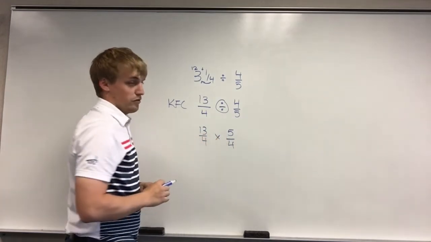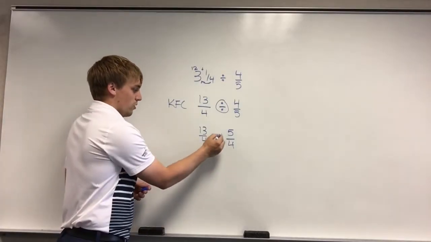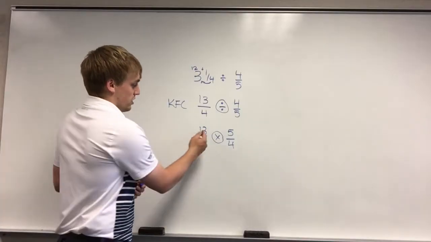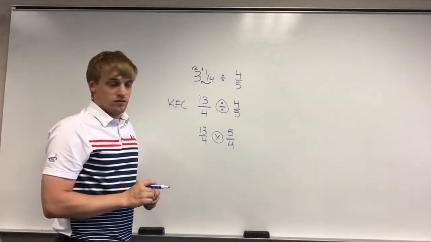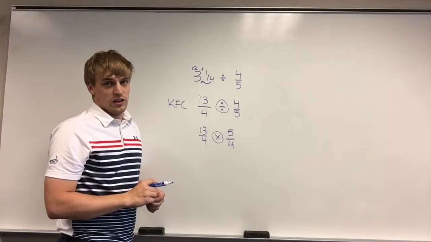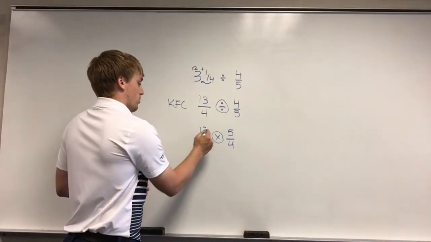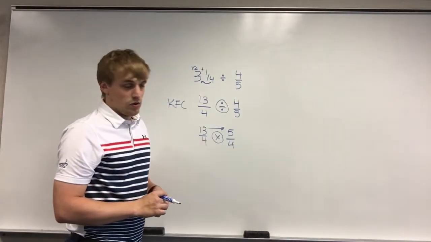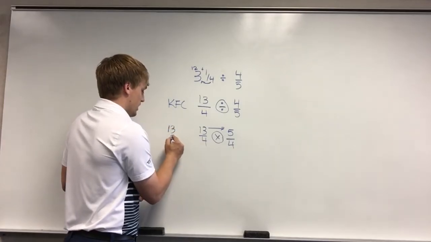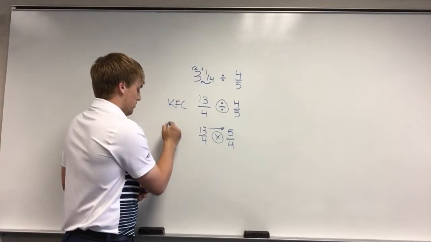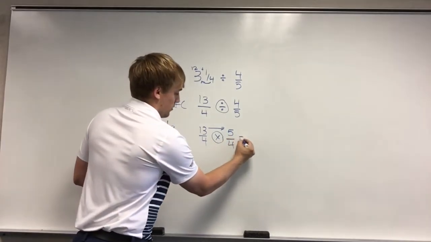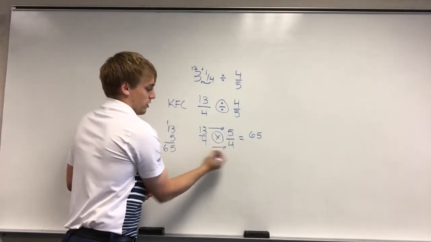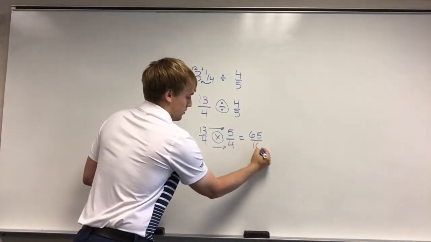13/4 times 5/4. The first thing we do, since this is now multiplication, is we look to see if we can cross cancel. 13 and 4 do not cross cancel evenly, okay, and 4 and 5 do not cross cancel evenly. So now we're just going to multiply across. 13 times 5. If you don't know what that is, go ahead and do that on the side. 13 times 5 is 65. And 4 times 4 here is 16.